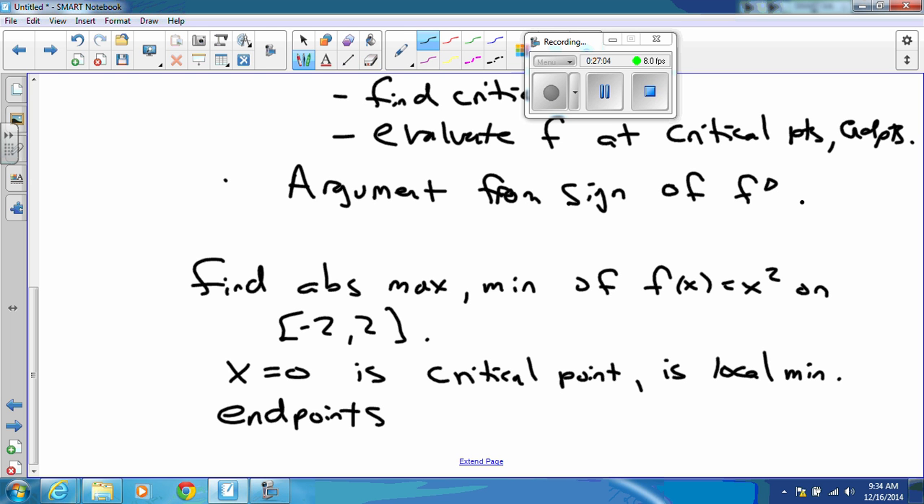Can you have more than one max? You can't have more than one max, but you can have more than one location where the max occurs. So the absolute max value is 4, and the absolute max value occurs at both of those points.